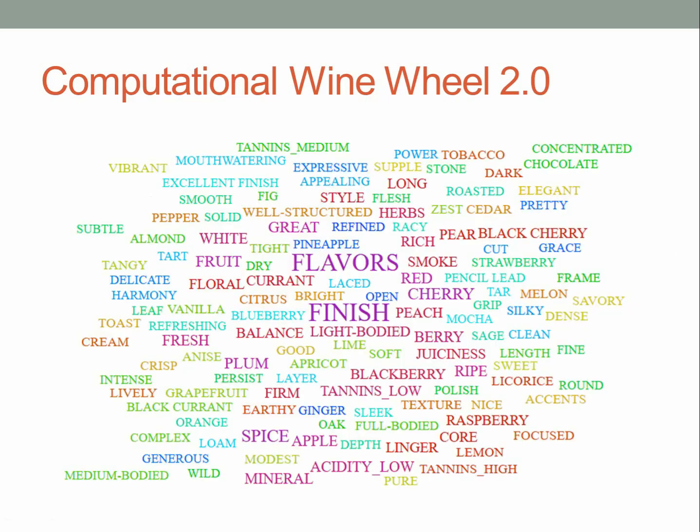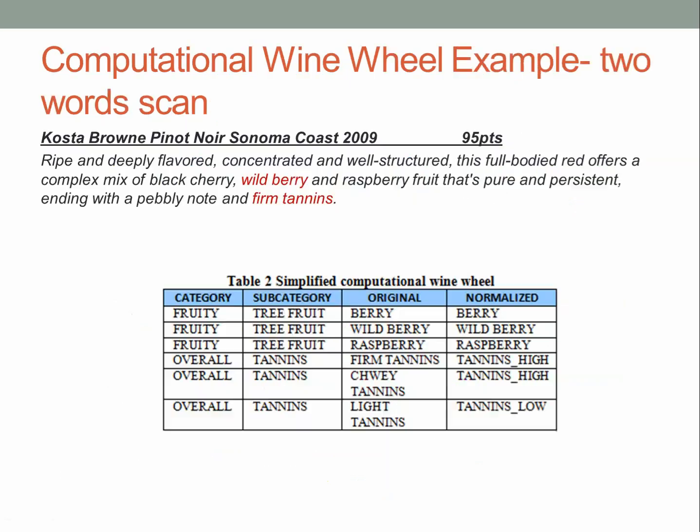So what we're going to do is generate a word cloud indicating the more common attributes. Flavors and finishes are more common attributes coming out from our computational wine wheel. Peach, red cherries, plum, fresh, cream. Those are the common attributes that you will be able to expect in the wine data set. And of course, there are some less common attributes that will not be shown here.